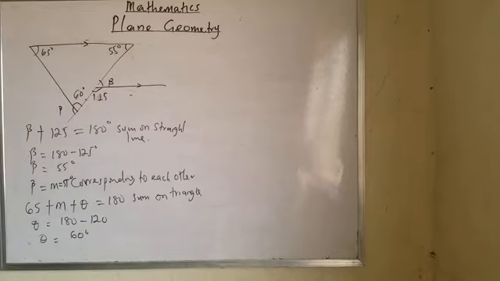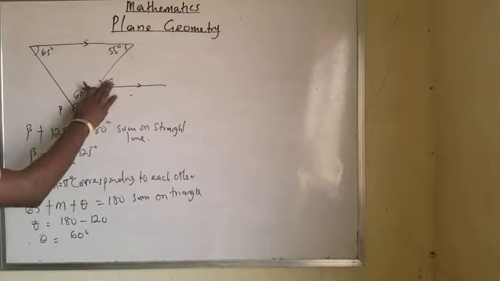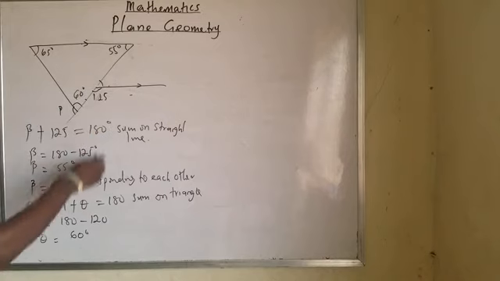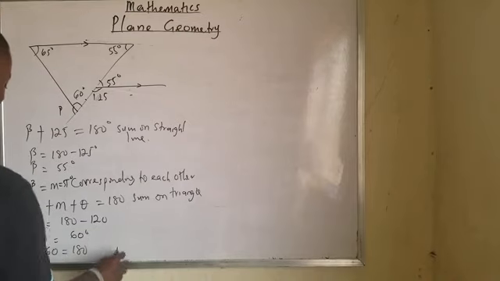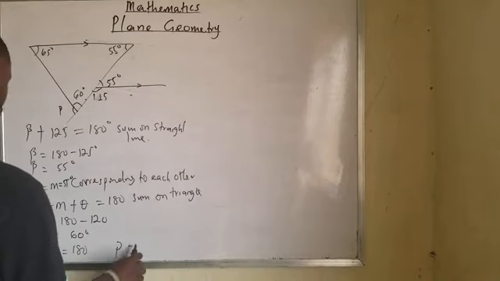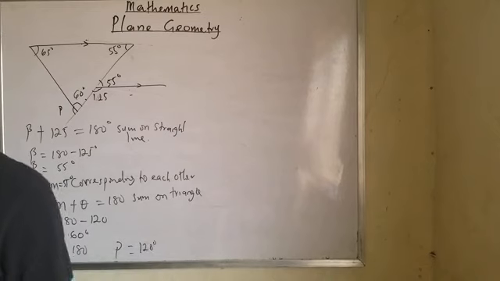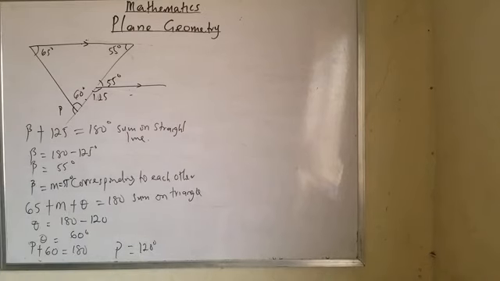What else have I looked for? My beta is also given as what? My beta is also 55 degrees. Now, the last thing I need to find is my p. How do I get my p? My p is given by p plus 60 equals 180, angles on a straight line. It means my p will equal 120 degrees. So here will be 120 degrees. That is all about that.